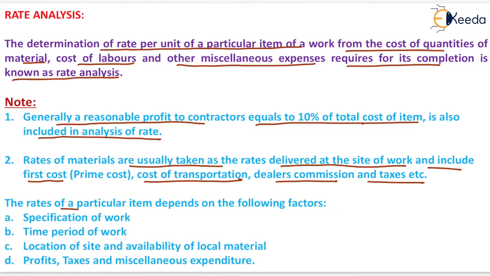Now the rate of a particular item depends on the following factors. The first one is specification of work, next one is time period of work, another one is location of site and availability of local material, and the last one is profit, taxes and miscellaneous expenditures.